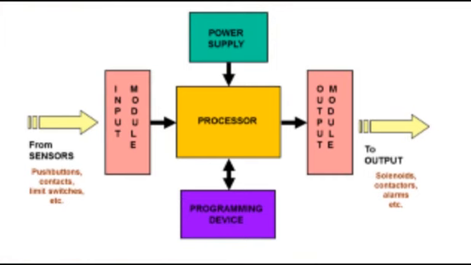First, I'm going to start with the architecture of PLC. Basically, a PLC has its own major components that drive the operation and processes. As you can see now, the major components of PLC are the power supply, input module, processor, output module, and, for sure, the programming device.